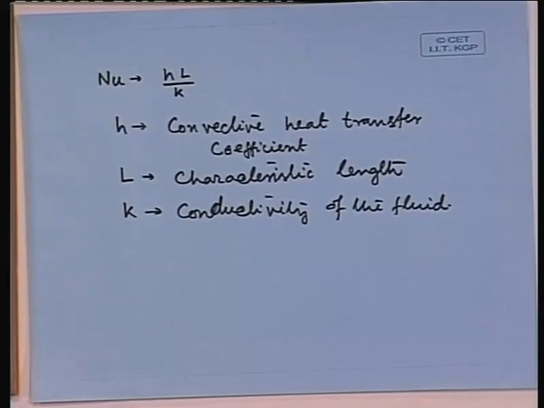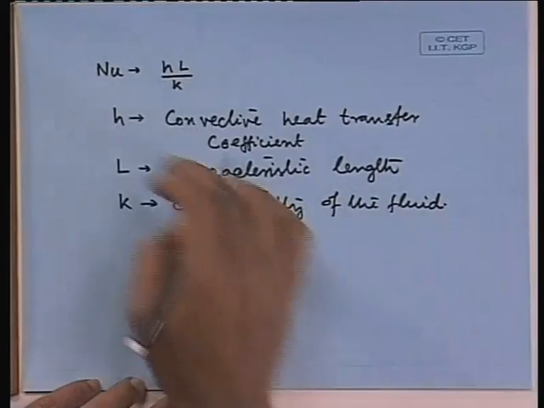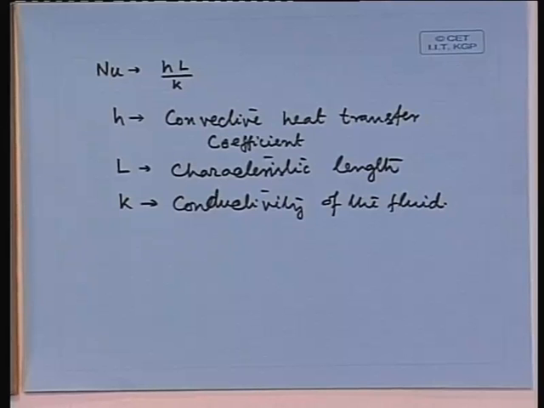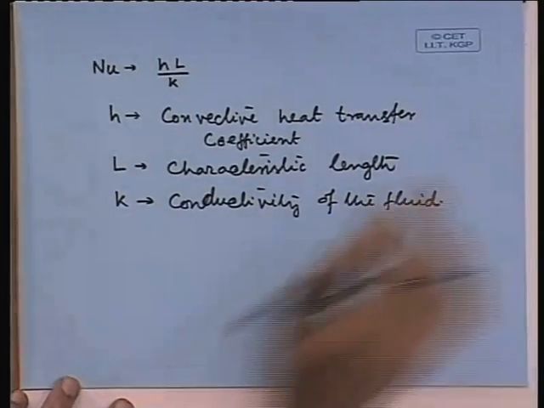K is the conductivity of the fluid, then we will have hL by k, it will be different for different situations. Nusselt number will be different for different situations.